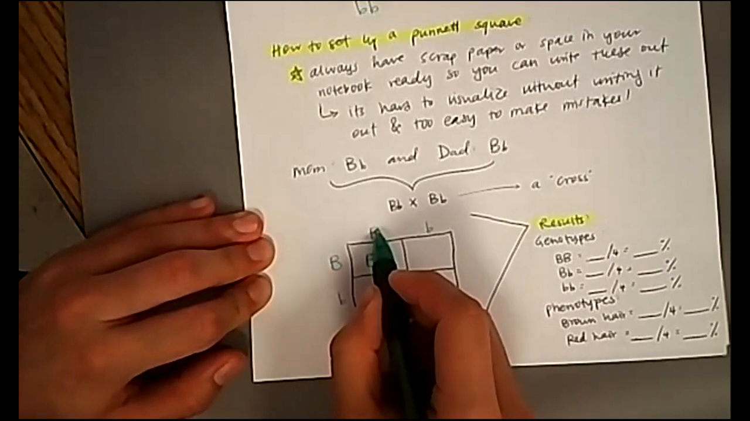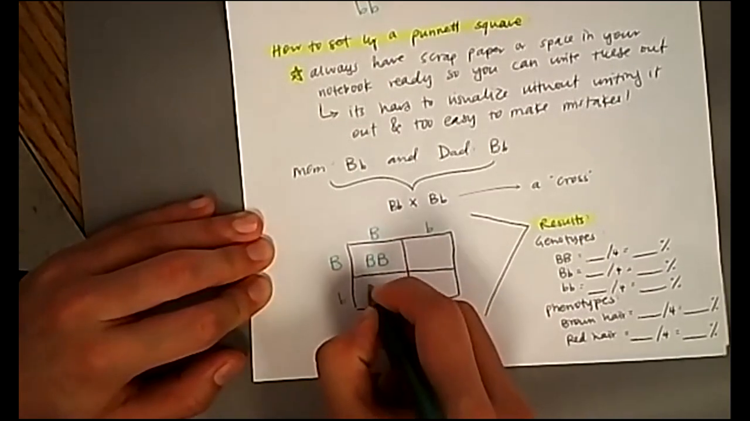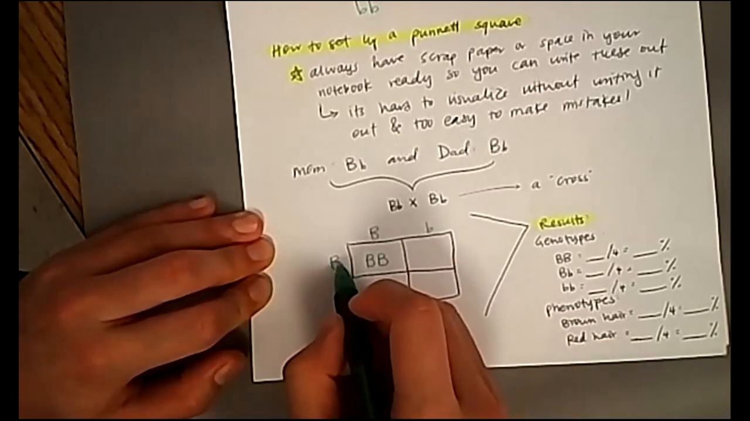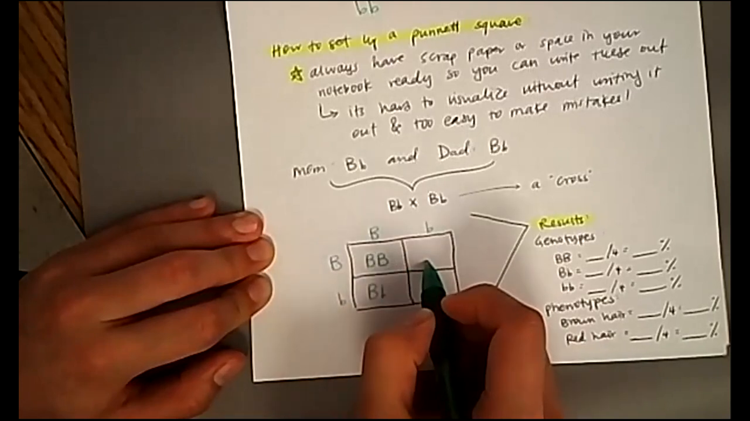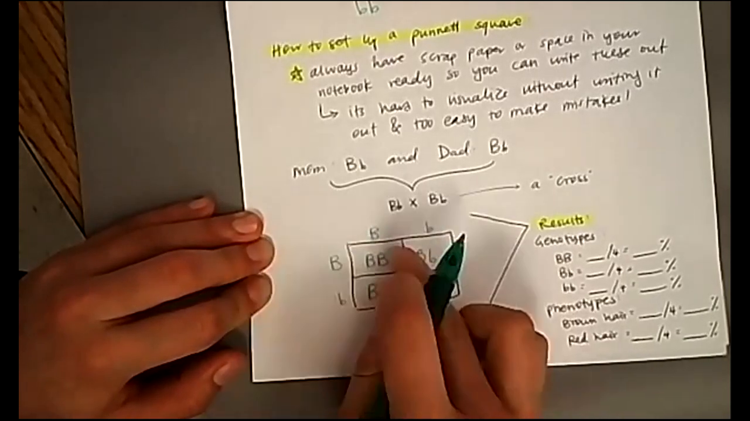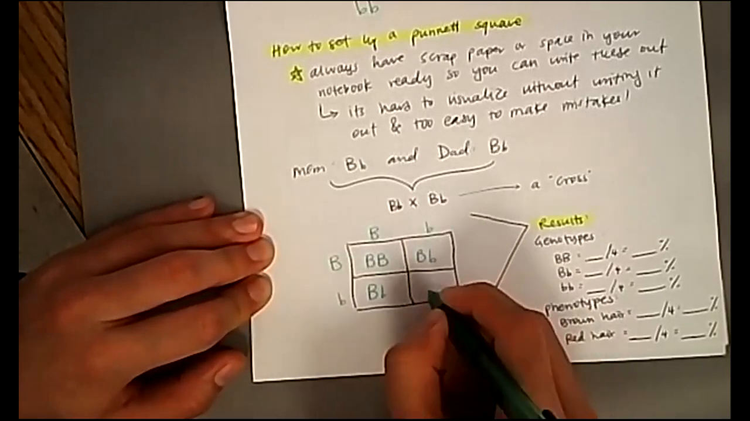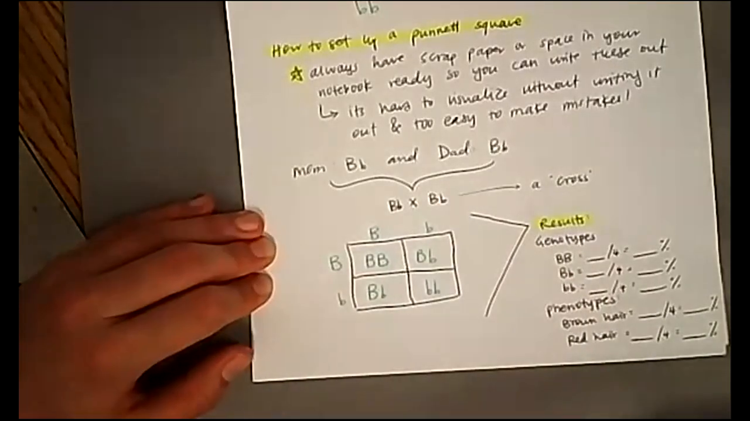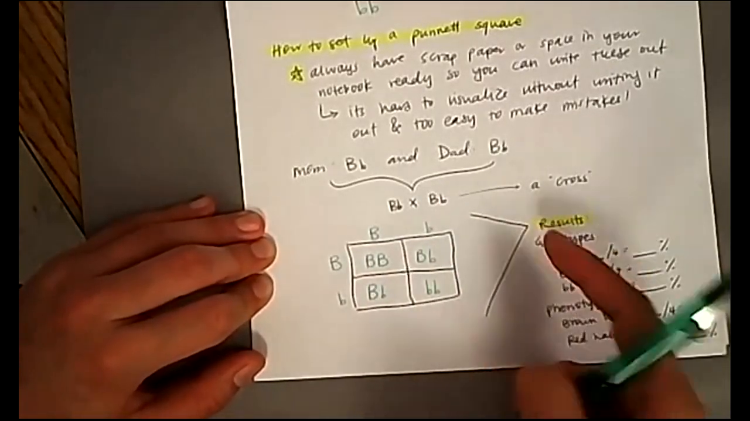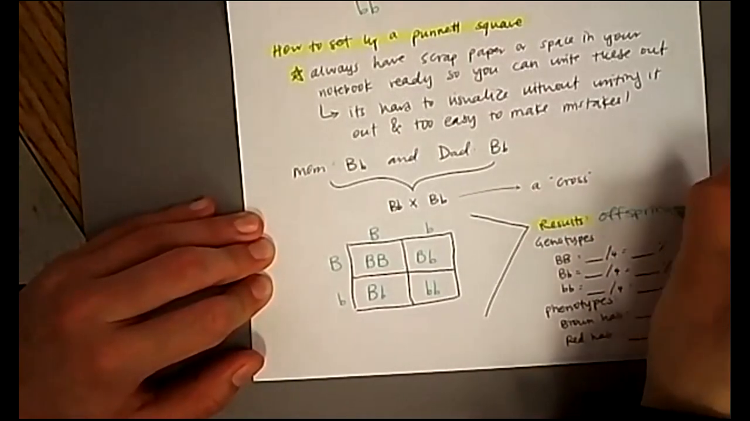We're going to bring this b down to this box, and we're going to bring this little b over, and so we're going to have capital B and little b. We're going to bring this B all the way across, and we're going to bring the little b down, and so we should have a capital B, little b in this box. And then lastly, we're going to bring this little b and this little b over, and we should have little b, little b in this box. So those are the possible genotypes of the offspring, right? These are the results, we're looking at the offspring now, or the babies.